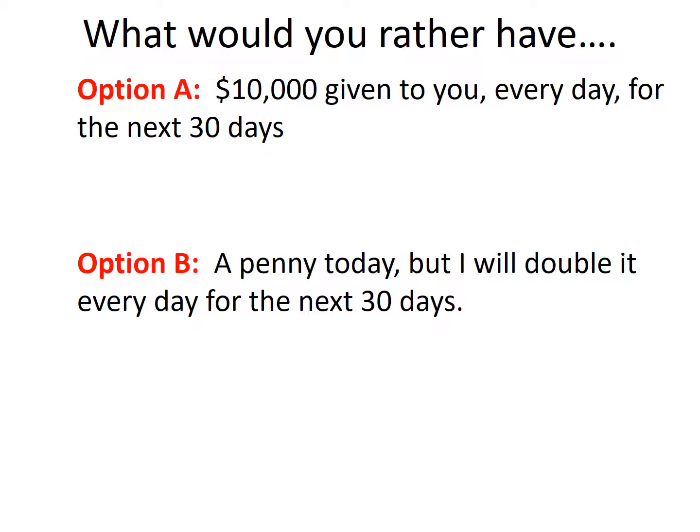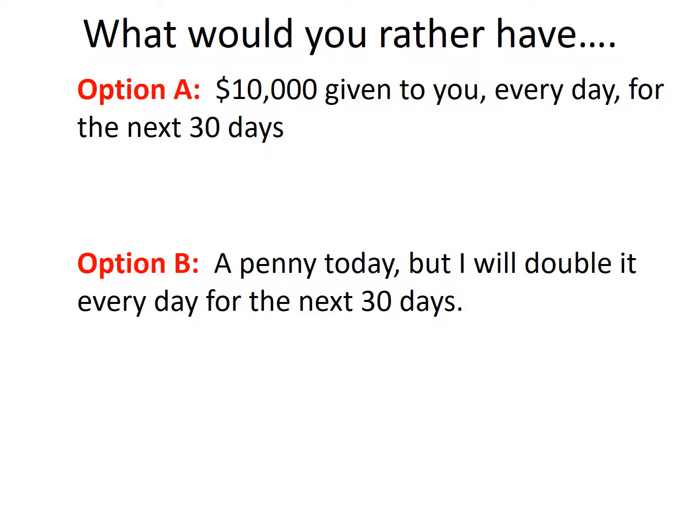Option B is if you received a penny today, for the next 30 days, how much would you have at the end of it if you doubled it every single day? If I gave you double of what you had yesterday, how much money would you have at the end? When you first look at this situation, you're thinking, oh, well, $10,000 today or a penny today, and I don't want to wait 30 days. I definitely think option A is better than option B.